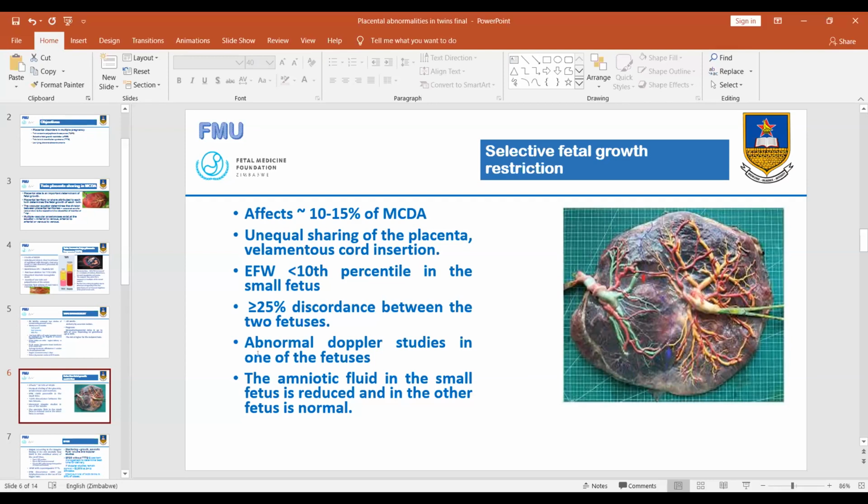It is important to note that the amniotic fluid in the small fetus may be reduced, but that for the normal fetus remains normal. This is the typical fetal growth restriction. We may have selective fetal growth restriction with superimposed twin-to-twin transfusion syndrome, where we'll start to see an increased amniotic volume in the bigger twin.